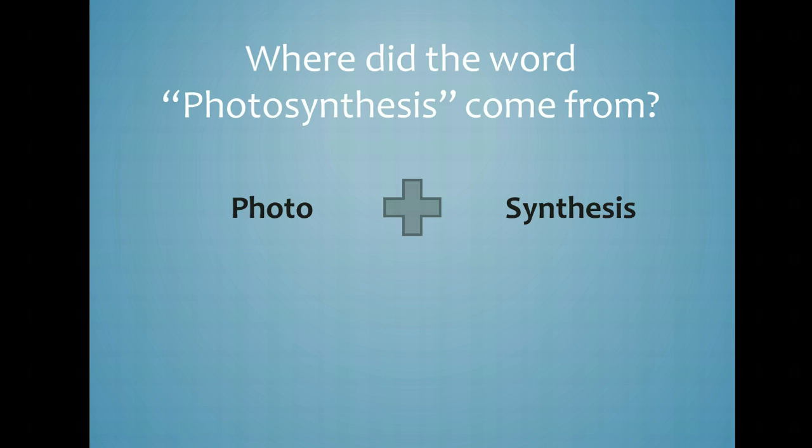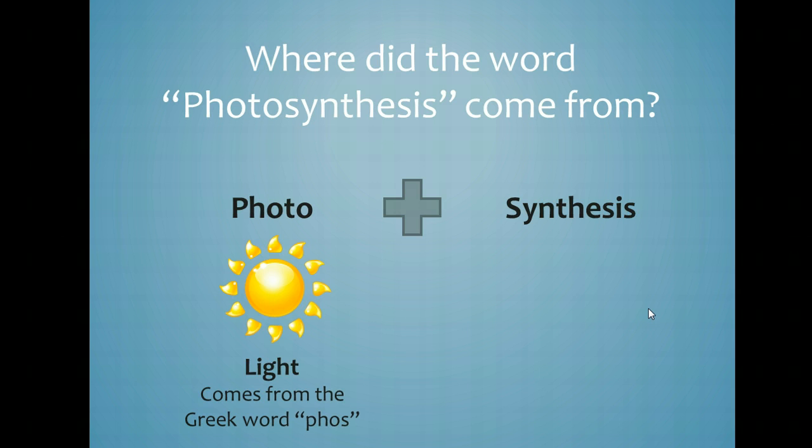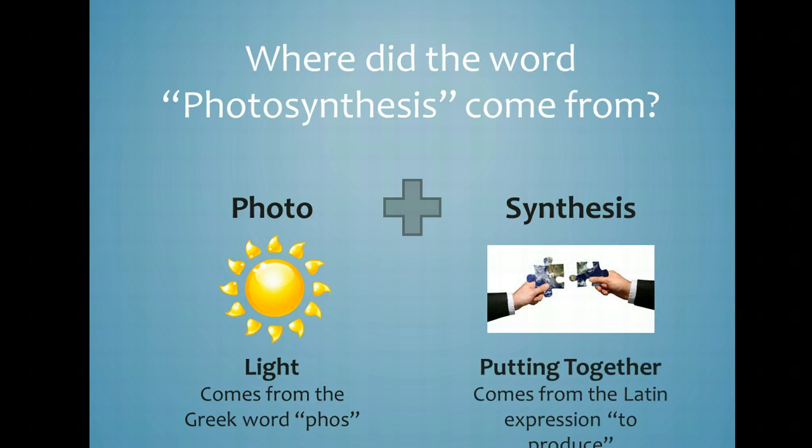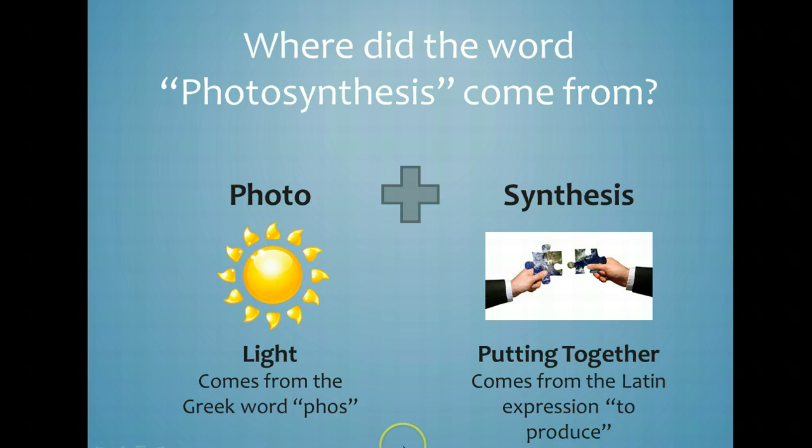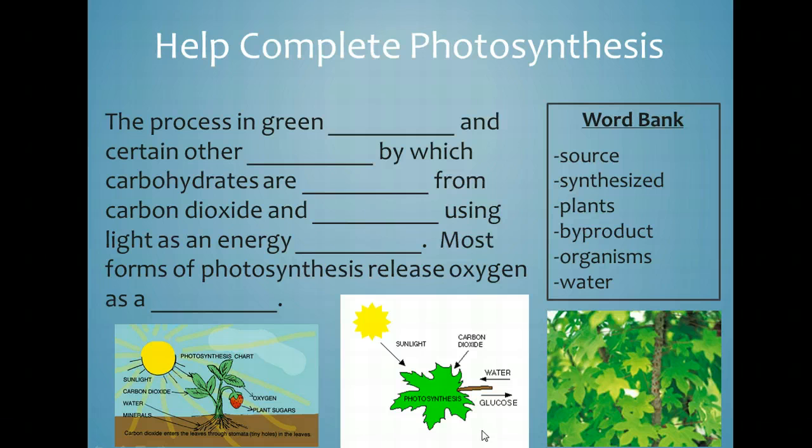Okay, so where did photosynthesis come from? Where did the word come from? It comes from the prefix photo and synthesis joined together. Photo means light. It comes from the Greek word phos. Synthesis means to put together. It comes from the Latin expression to produce. So if we're going to have photosynthesis, we're going to have light and putting together stuff, or light is going to put together things.